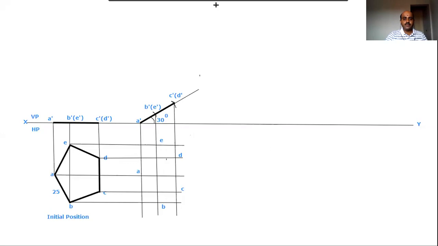So now we join all these points with a thick line. From A to B. Okay. Then B to C. Okay. Then C to D. Then D to E, then E to A. So this is how you complete the problem with the second position. Okay, so this is the second position we have just drawn.